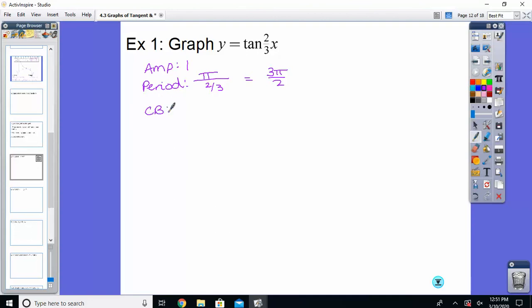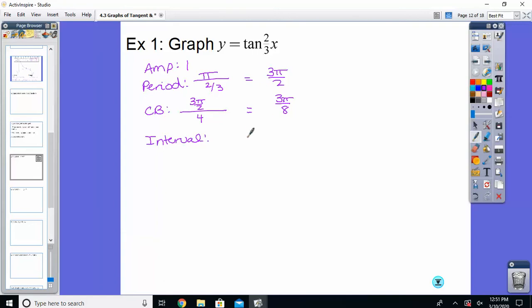Count by is the same, your period divided by 4 quadrants. So we get 3 pi over 8. With sine and cosine, we talked about, sometimes you needed to do the interval, sometimes you didn't. I'm just going to recommend, why don't we just always do the interval in tangent and cotangent? You don't necessarily have to, but because we have weird starting and stopping points, it usually helps people. So I'm just going to go ahead and try that.